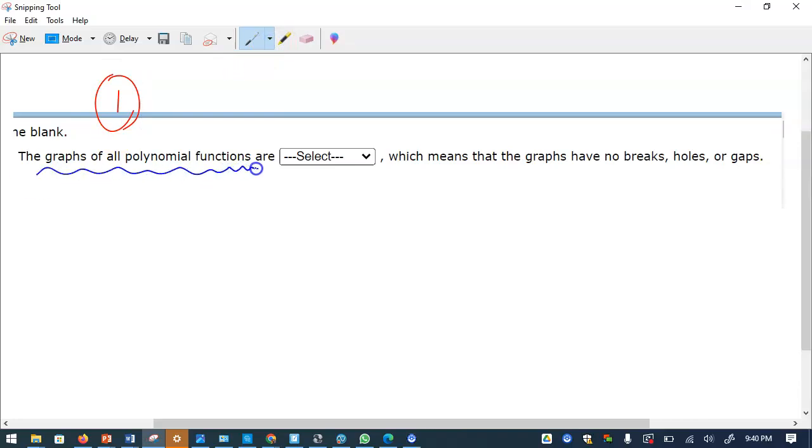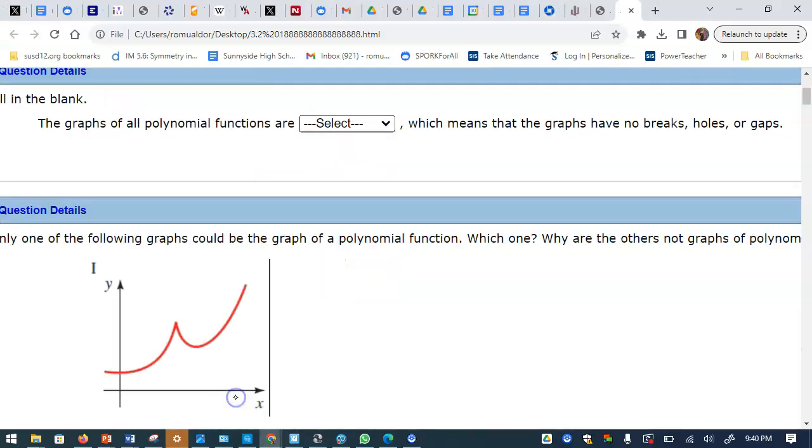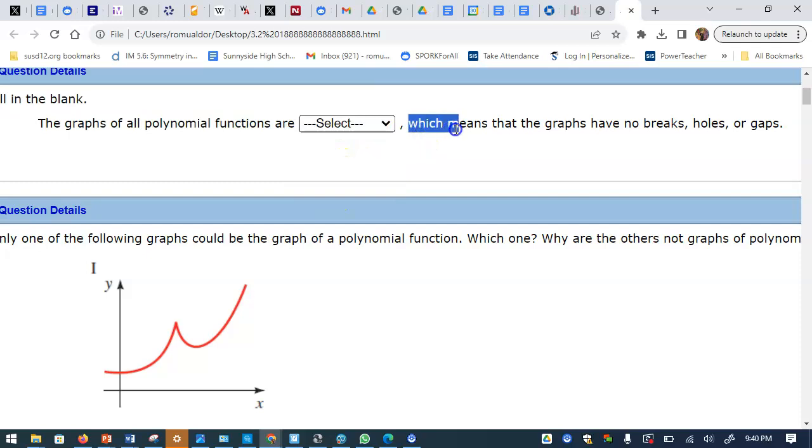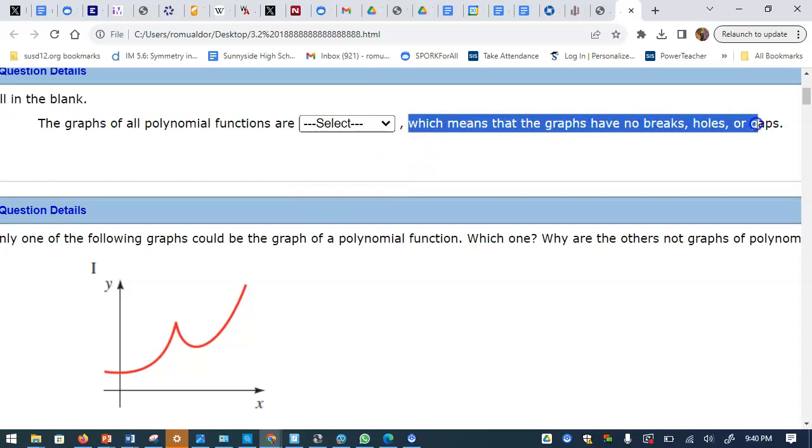The graph of all polynomial functions are, and here we have options like continuous, they will give you discontinuous, where there is a break. A lot of options will be showing. Polynomial functions are continuous, which means that the graph has no breaks or holes. So the question is: the graph of all polynomial functions are complete, continuous, symmetric, disconnected, or discrete? Continuous means the graph has no breaks and no holes.